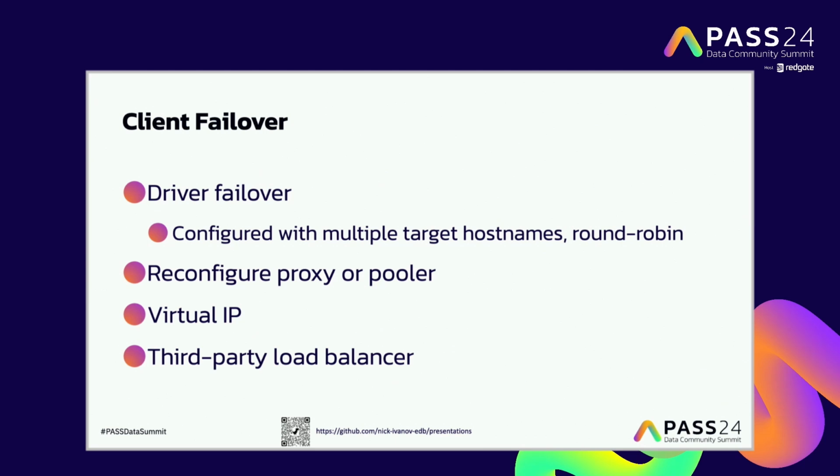If you have a proxy or a connection pooler sitting between your clients and the database, then you don't need to touch the clients. Instead, you reconfigure the proxy or the pooler to switch the target of their connection to the new primary. You can have a virtual IP pointing to the database, so you would need to reassign that IP to the new primary. And then also there are third-party load balancers, especially if you run on Amazon or some other cloud platform, which you can reconfigure to start talking to the new primary.